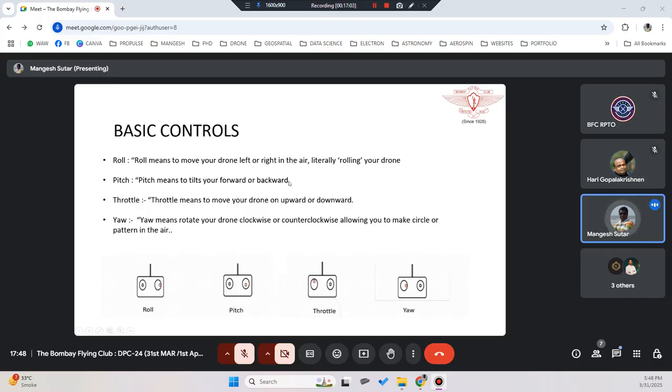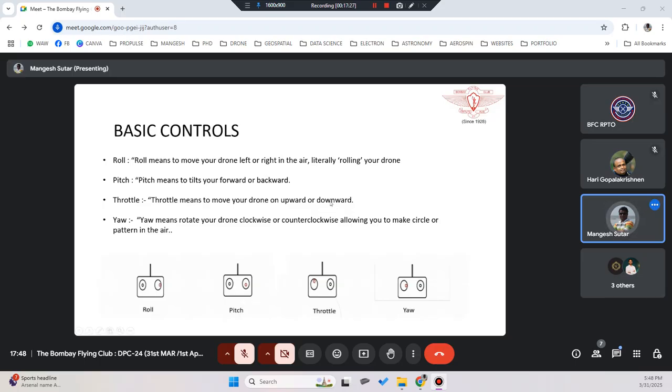When we say pitch forward or backward, normally in a drone we can always pitch forward and pitch back. But in an aircraft you can't pitch back; you normally say pitch up or pitch down. Whereas throttle means to move up or downwards. So when we say give throttle, it will change the altitude of your drone.